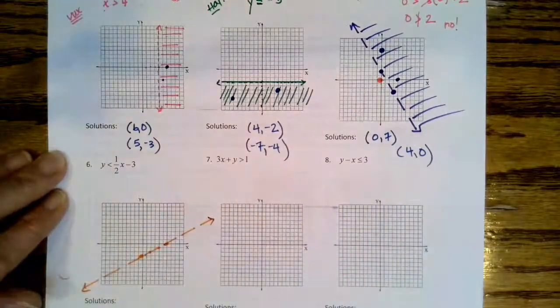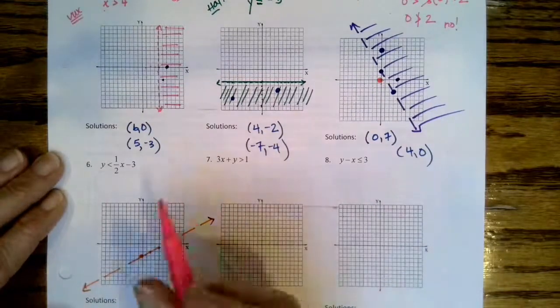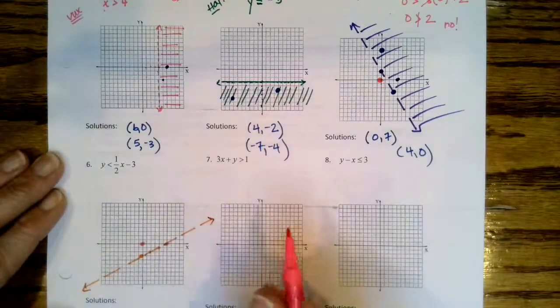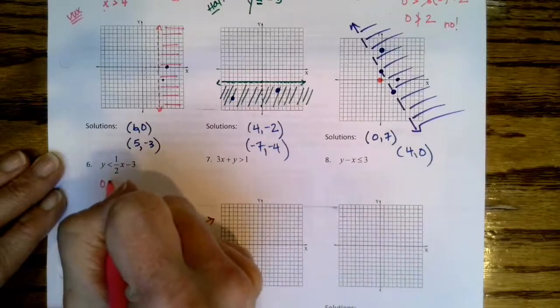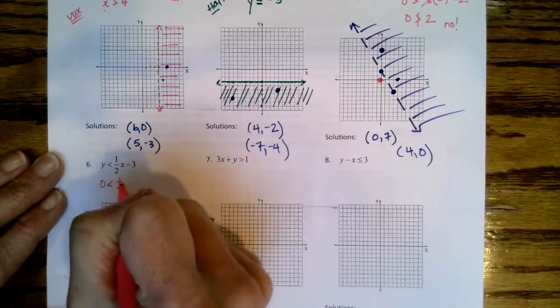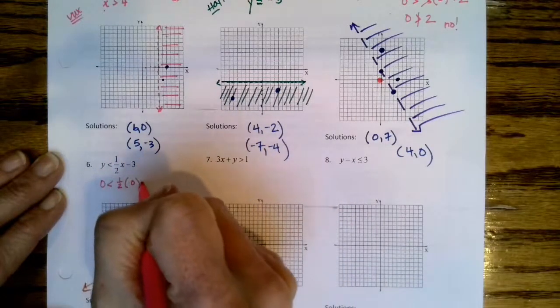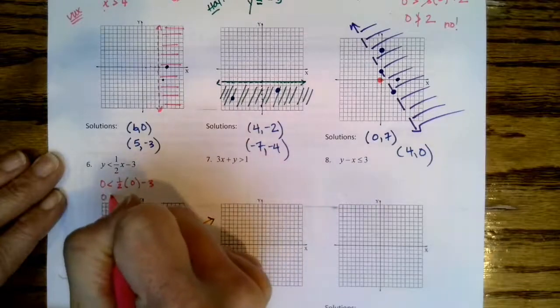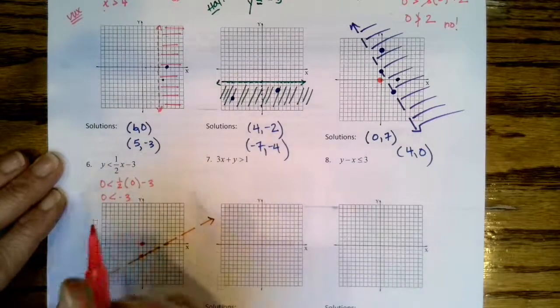I'm going to go ahead and again use 0, 0 as a test point. 0 in for y, 0 in for x. Is 0 smaller than negative 3?